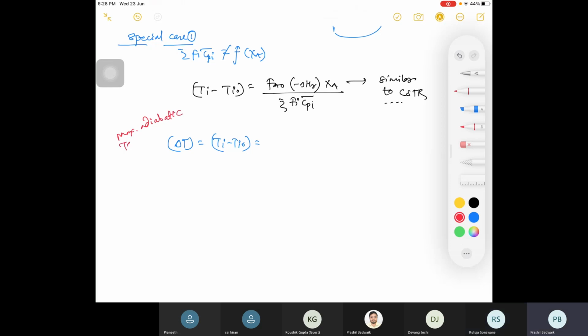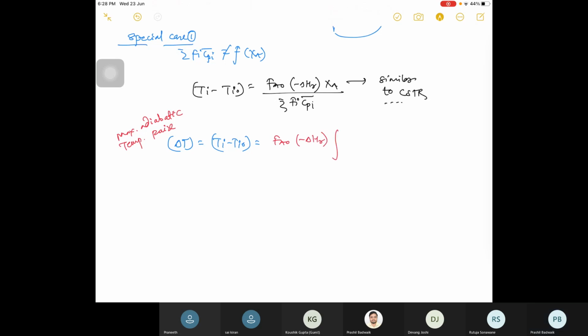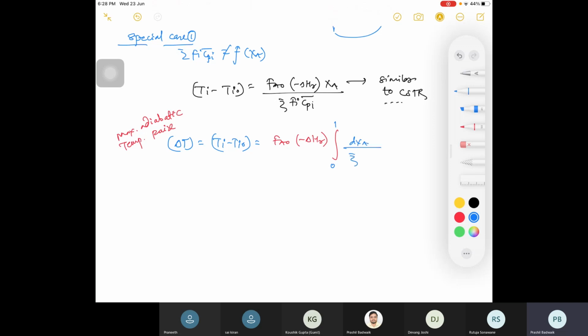Good. What will the maximum temperature rise in the adiabatic case be? That is your Fa naught times minus delta HR reaction at temperature T. Please remember it is not at standard state, it is at temperature T. Generally students get confused sometimes. Integral from 0 to 1 of dXa divided by your summation of Fi Cpi. This is the final equation for maximum adiabatic temperature rise in case of PFR.